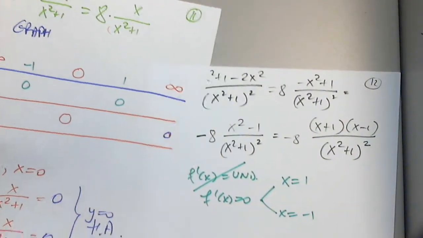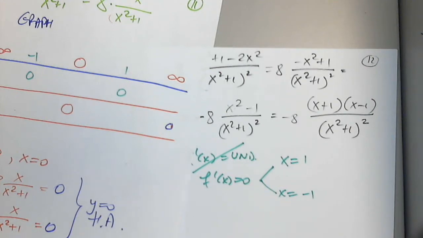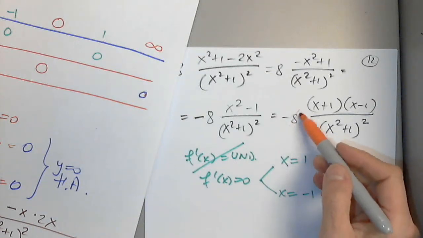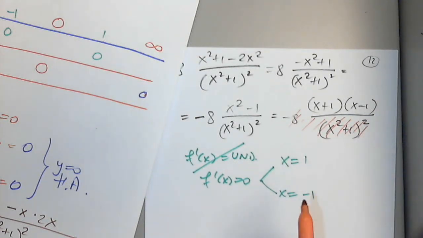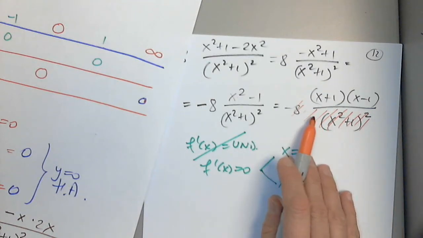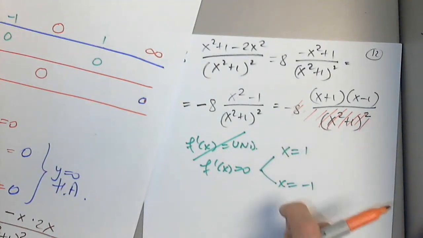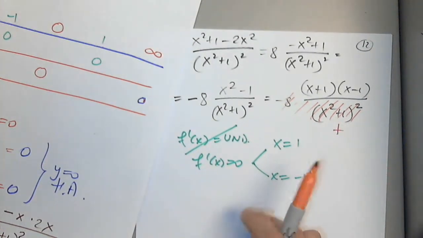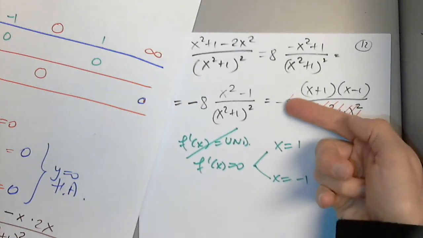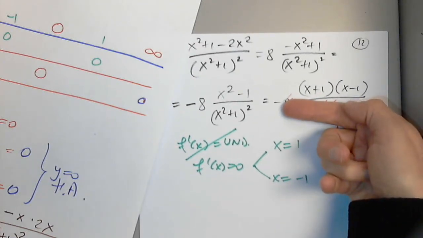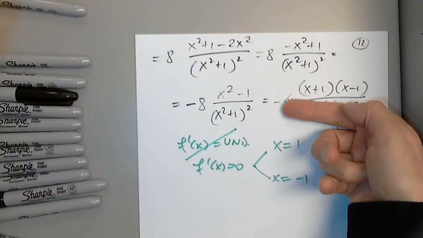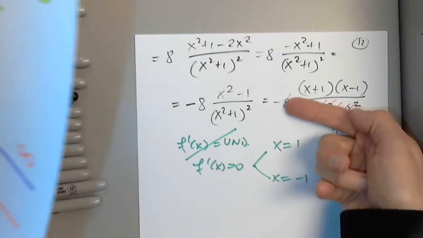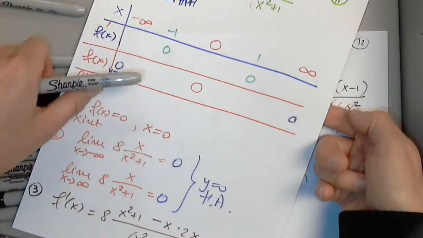Now I study the sign. But I refuse to plug in this piece. Why do I refuse to plug in this piece? Because it's always positive. I don't want to waste my time with it. Disregard it completely. It's always positive. You want to plug in here? It would be a waste of time. This is always positive. So let's plug in negative 10.